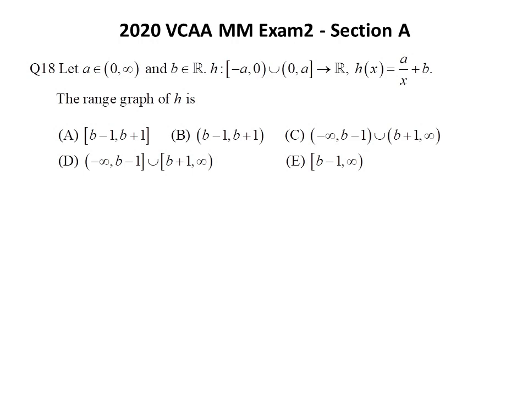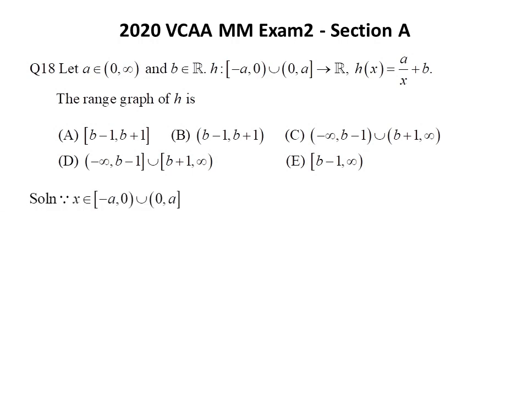Question 18 provides a hyperbolic function h of x that equals a over x plus b, where a is a positive real number and b is a real number. The domain of the function is the closed interval from negative a to a except 0. The question is to identify the range of function h of x from the 5 given choices.